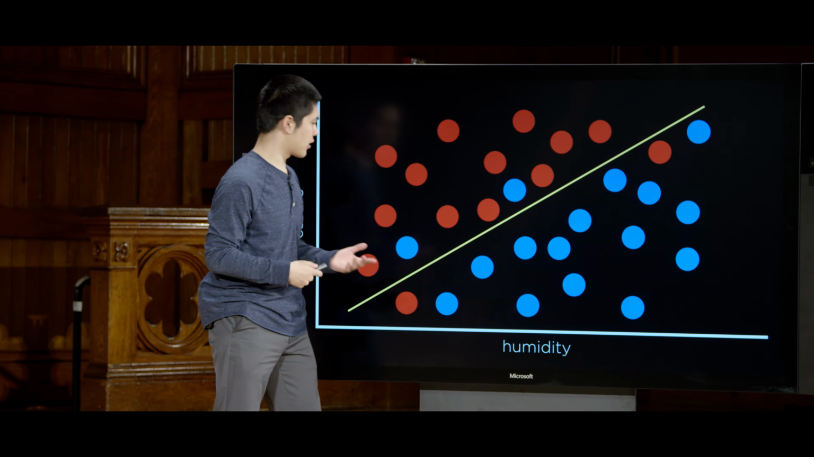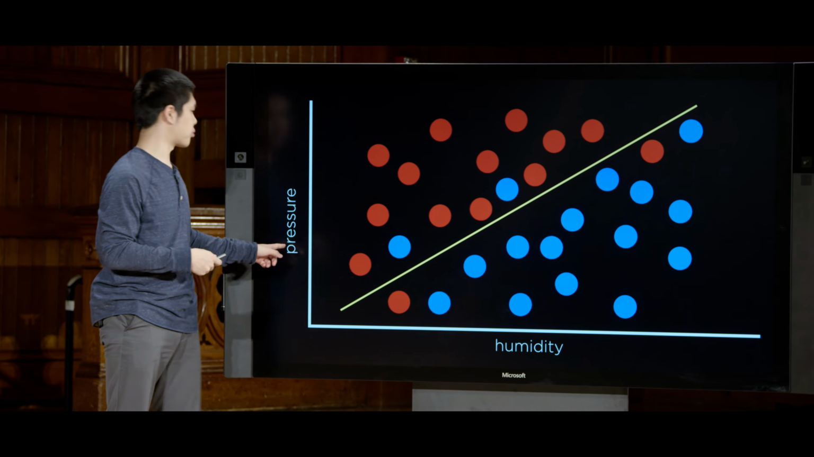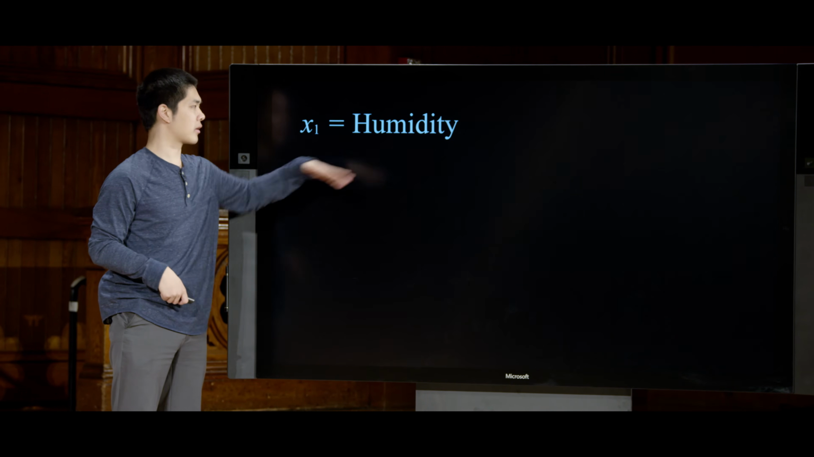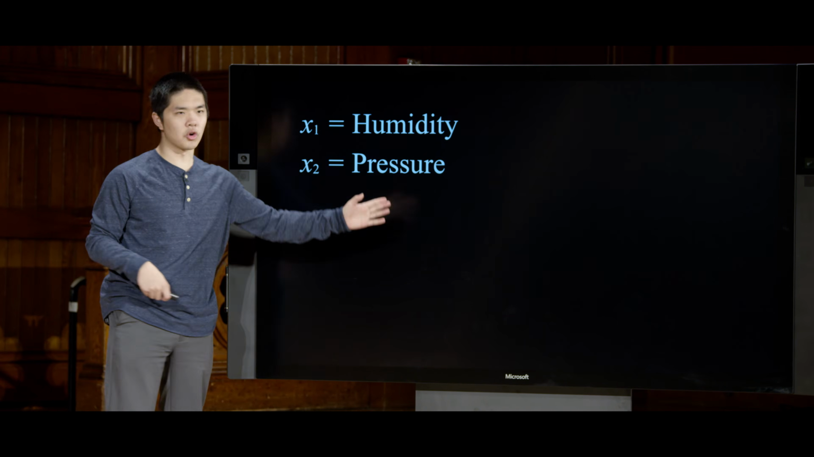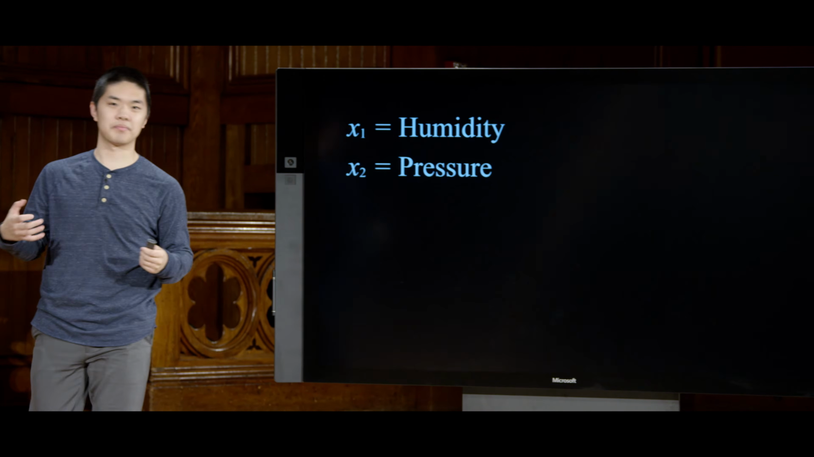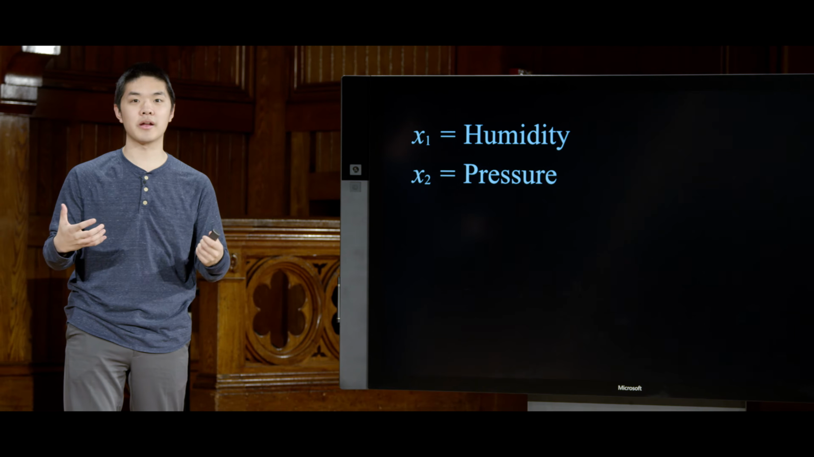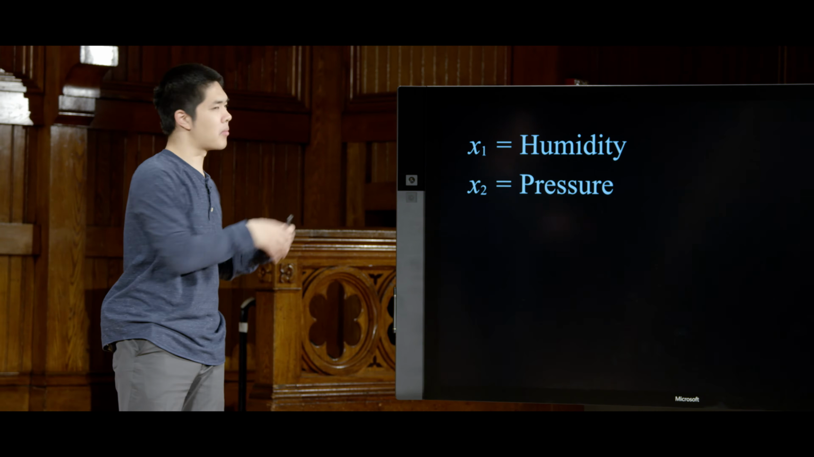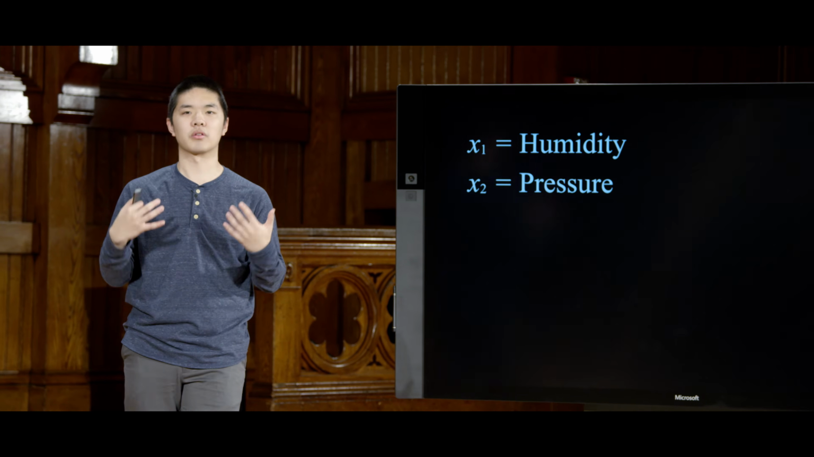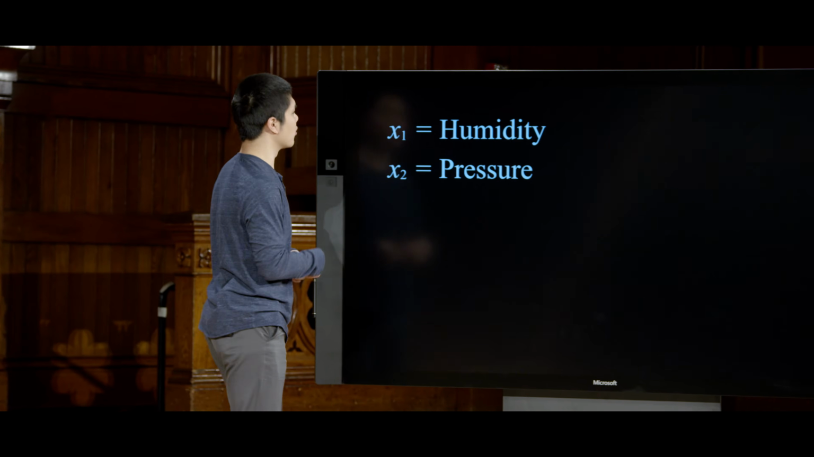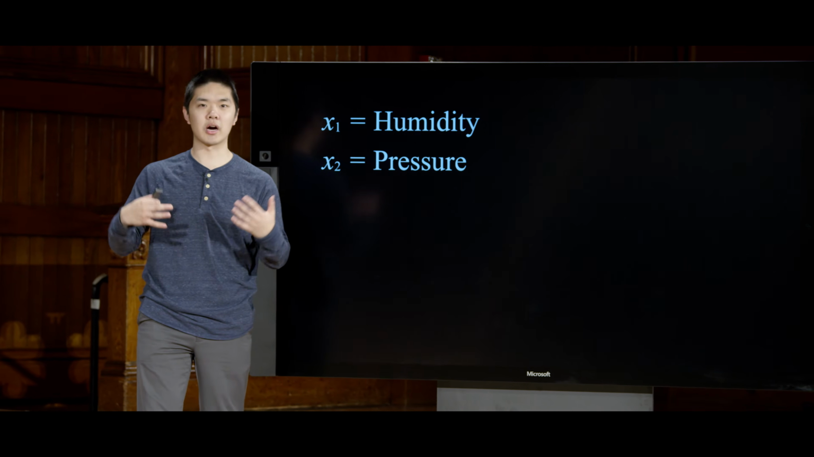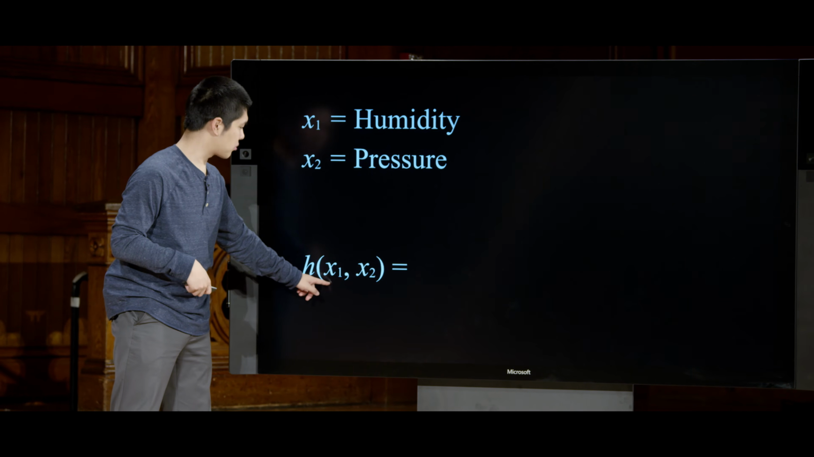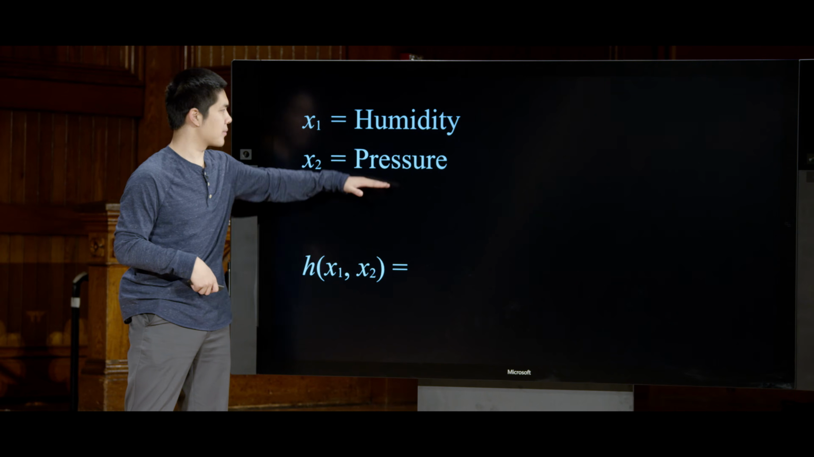And our inputs are things like humidity and pressure in this case. So our inputs we might call x1 is going to represent humidity, and x2 is going to represent pressure. These are our inputs that we are going to provide to our machine learning algorithm. And given those inputs, we would like for our model to be able to predict some sort of output. And we are going to predict that using our hypothesis function, which we called h. Our hypothesis function is going to take as input x1 and x2, humidity and pressure in this case.